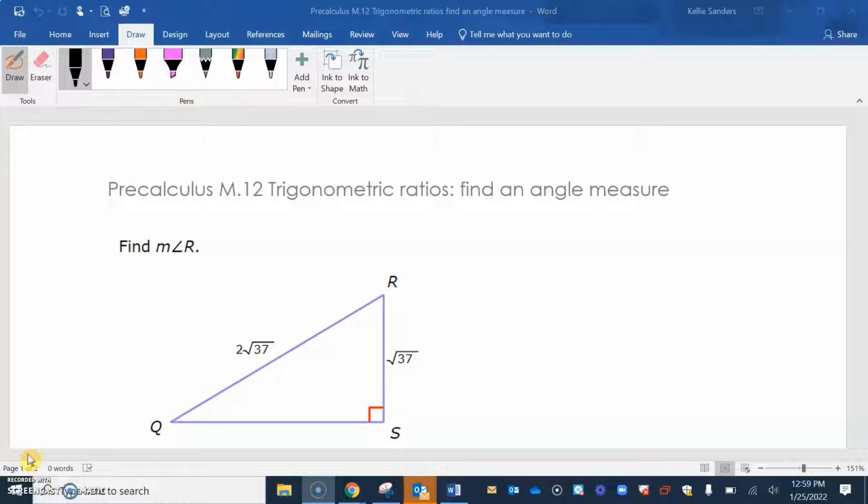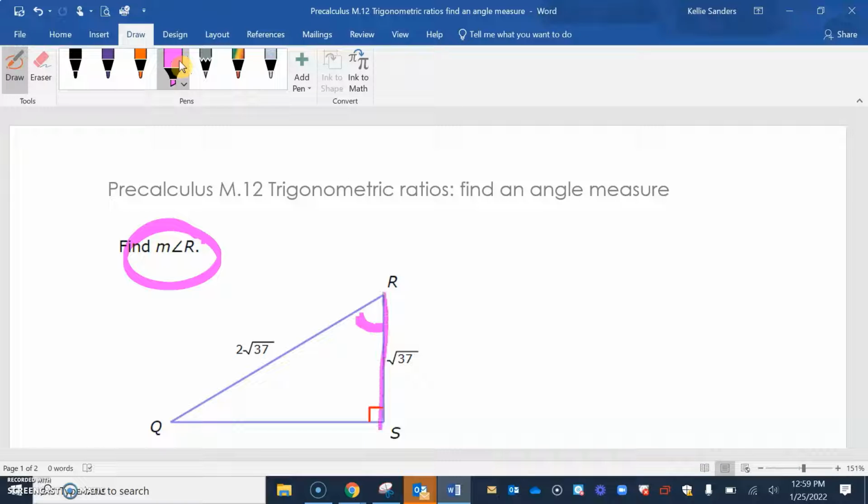M.12 trigonometric ratios, find an angle measure. So on 11 we found the missing side. On this one we're going to find the angle that it would take to make the ratio true. So it says find the measure of angle R, and here is R.